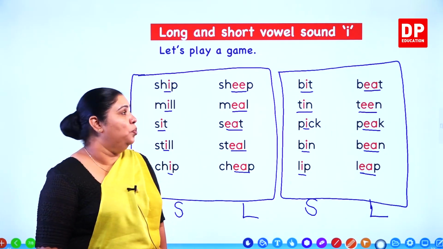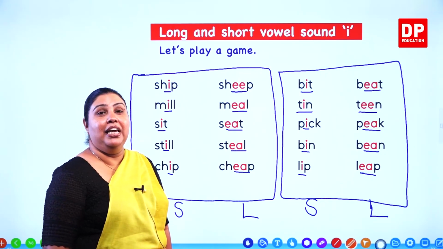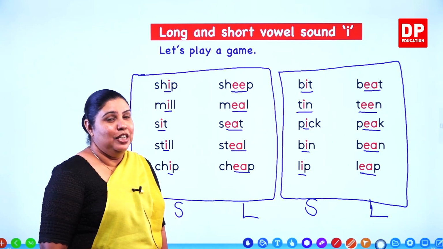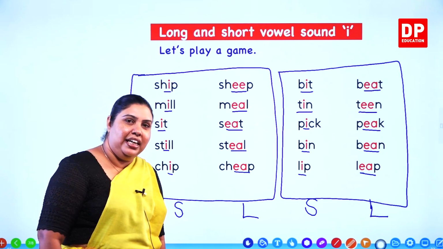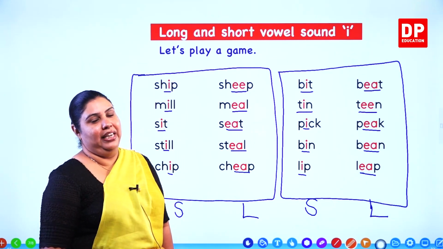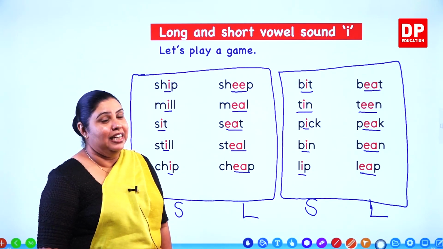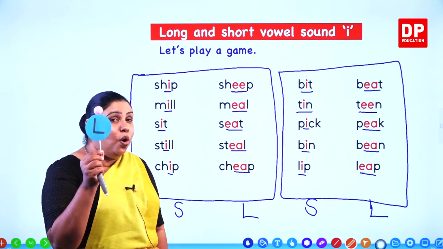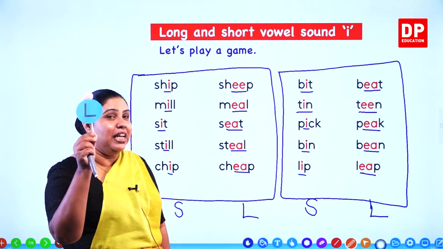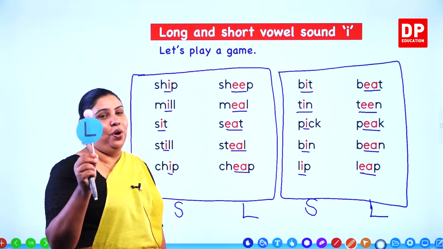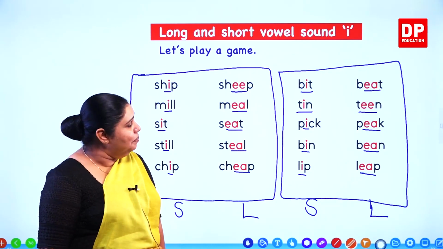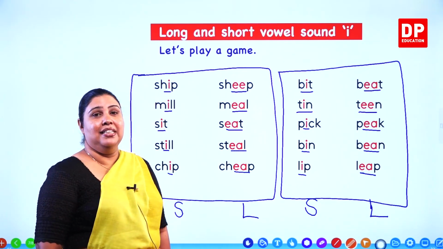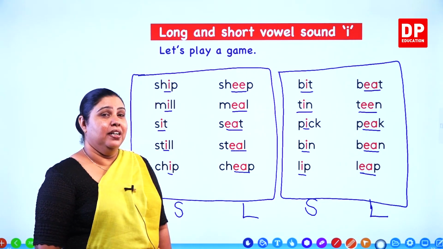Now my first word is going to be meal. Meal. Now what is it? Is it a short E or a long E? Meal. Meal is a long E word. So you have to take your L letter to your hand. Letter L. Meal.